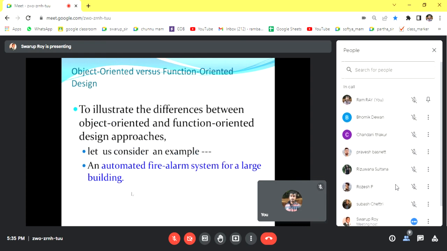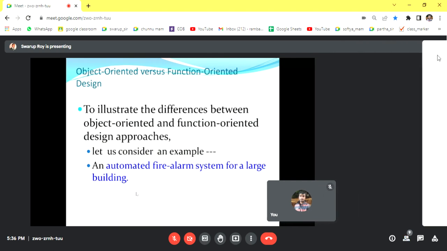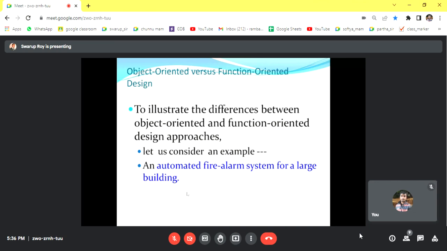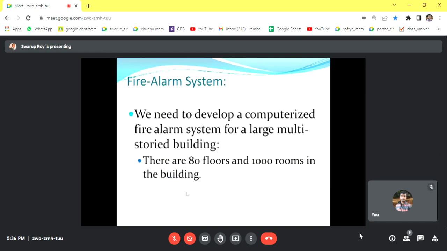Now let us assume one example, called an automated fire alarm system for a large building. Say this is a software that needs to be created. Now, what is the system? There are 80 floors in that building, and there are 1000 rooms in the building. 80 floors and 1000 rooms. So that is the scenario.